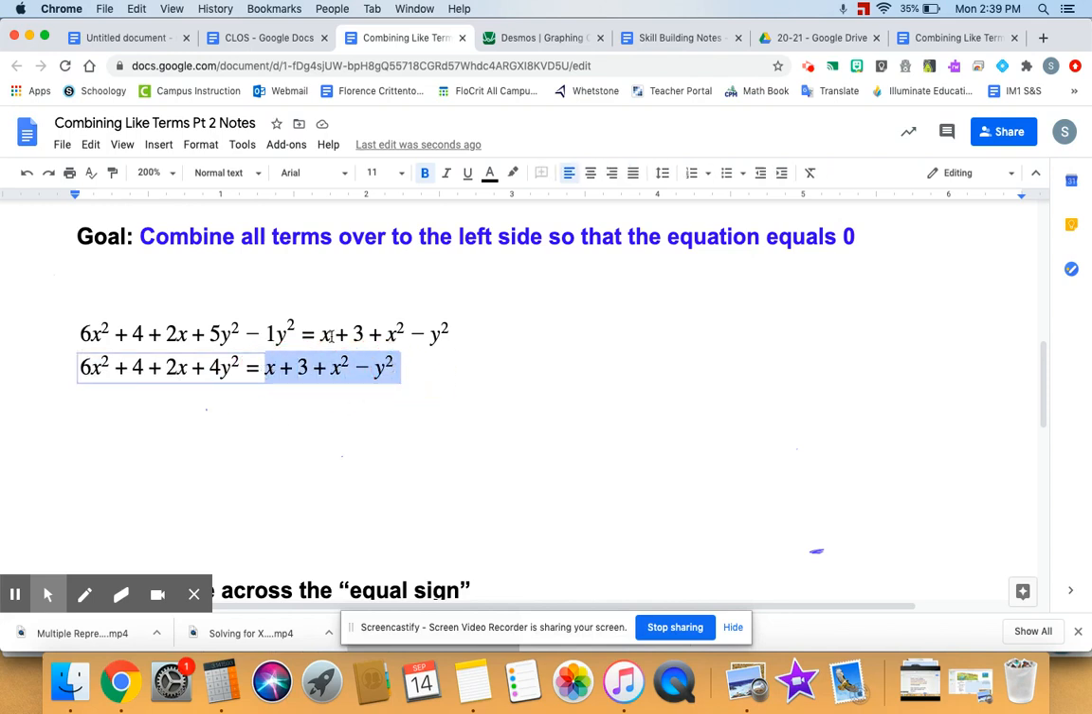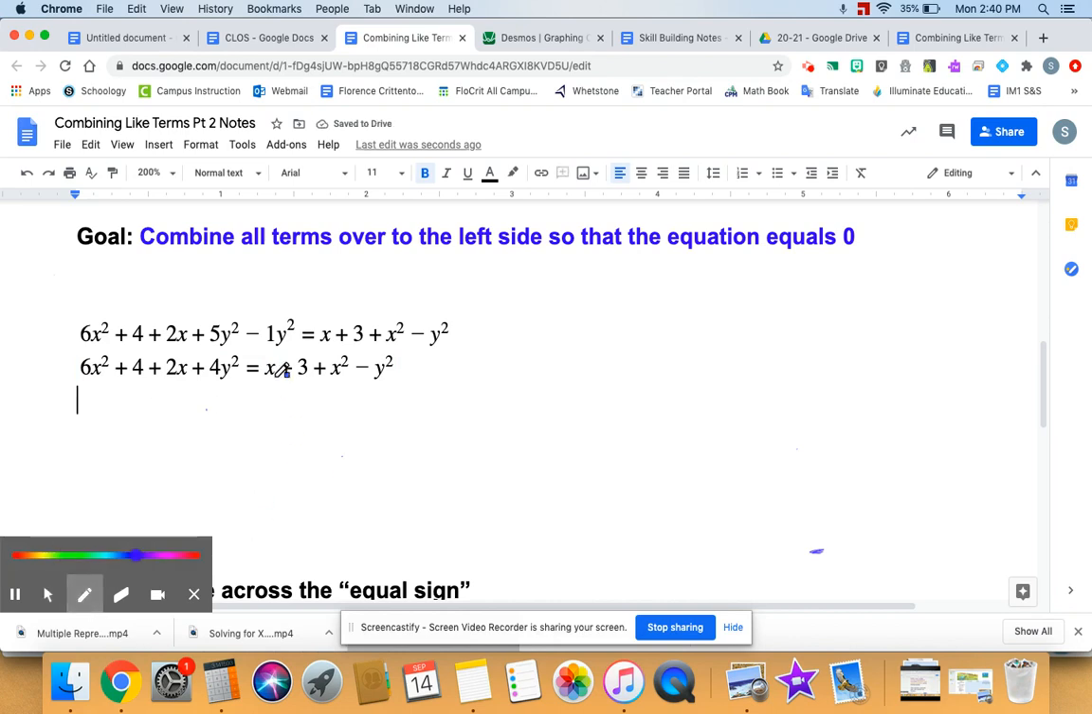But if they're on separate sides of the equal sign, I cannot just put them together. Like I cannot take these two x's and just combine them with this x to get 3 x's. That is not true, because they're not on the same side. They're on different sides of this wall.